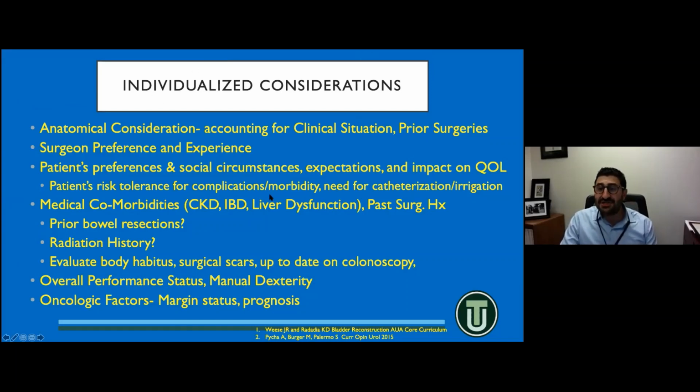For complications, morbidity, and also, what is their ability to take care of a urinary diversion in terms of catheterization and irrigation? What are their medical comorbidities? Have they had prior bowel resections, prior radiation? Also, you want to evaluate their body habitus, surgical scars. Are they up to date on their colonoscopies? And also consider overall performance status, their frailty, what's their manual dexterity, as well as oncologic factors, which we'll go into, which may play a role in decision making for urinary diversion.